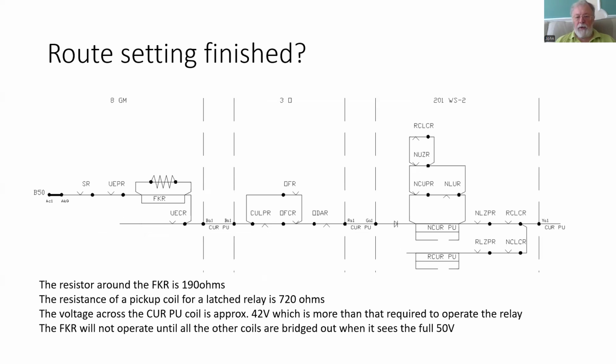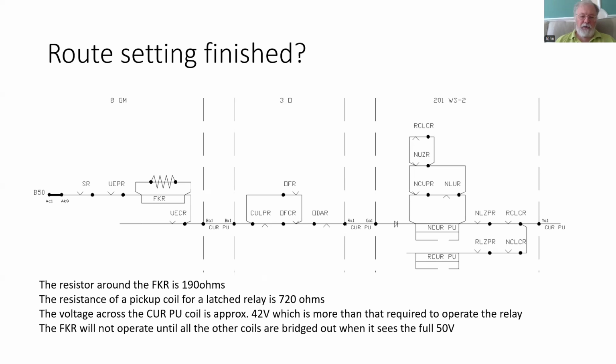So how do we know then when route setting is finished? Well, in each of the track sets, the CUR becomes bridged out with the CUPR up and the LUR down. The feed from the entrance set is over a relay with a resistor around the coil. Because of the resistor around the coil, most of the current flows through that resistor in order to pick up the CURs. However, when all of the CURs are bridged out, all of the voltage will appear across the FKR, and at that point it will energize.